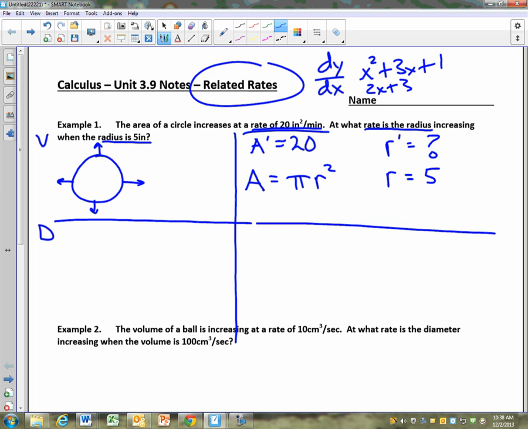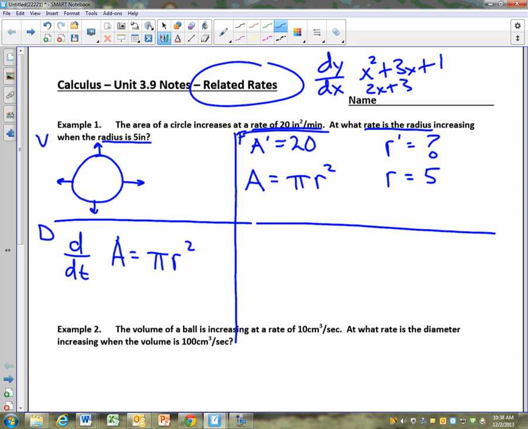So this box is derivative. So this one's formulas, this one's derivative. And I'm going to take the derivative with respect to what variable? Time. Of my area function. I'm going to take the derivative with respect to time of A equals pi r squared.